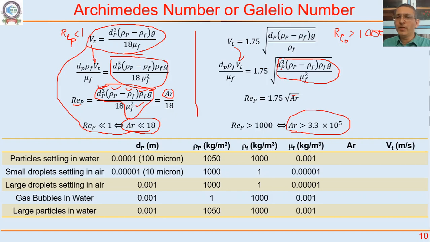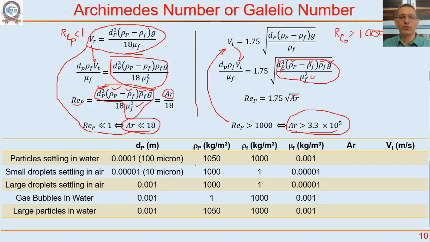So just by knowing the particle diameter, density of the particle, rho f, g, mu f, I can calculate the Archimedes number, and if the Archimedes number is greater than this number, it automatically means that the Reynolds number is greater than 1000. It automatically means CD is 0.44. It automatically means this expression is valid.